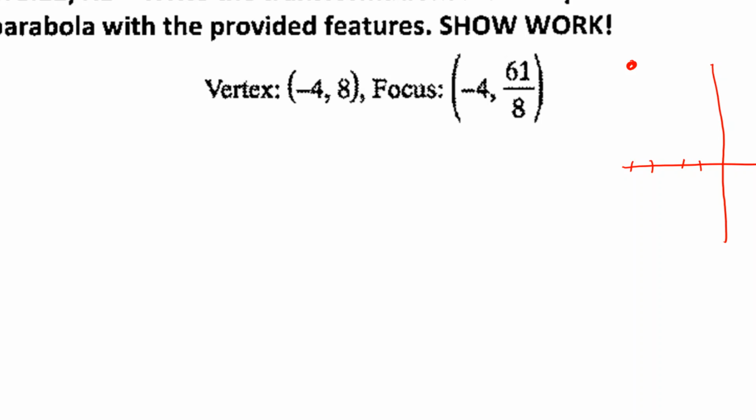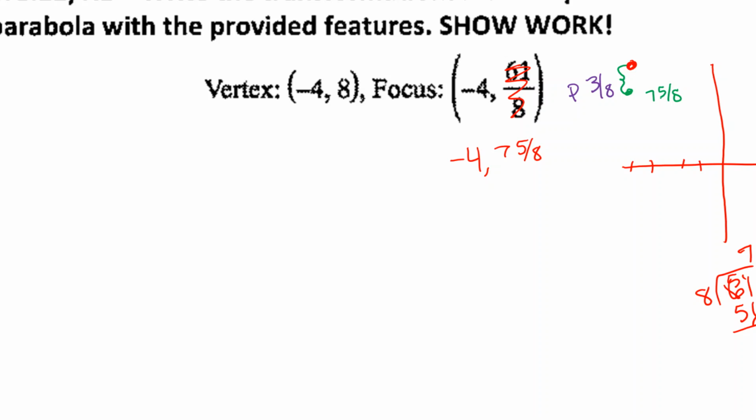I need to figure out where my focus is. It's going to also be at negative 4, 61 over 8. I'm just going to work that out real quick. That's 7 5/8. So my point is going to be, instead of 61/8, negative 4 over and 7 5/8 up. So my new focus point is going to be about down here at 7 5/8. That means that the distance between 7 5/8 and 8 is going to be, oops, sorry, 3/8. So 3/8, and that is actually my p.